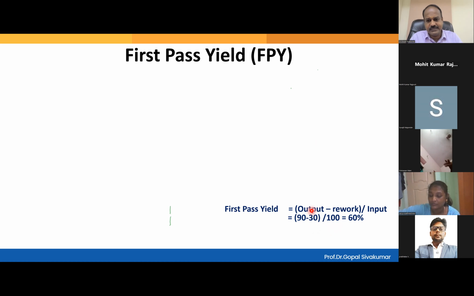If you do this exercise, then you realize your 90 percentage is not equal to 90%. Your 90 percentage is only equal to how much? 60%. Your traditional yield is 90%, but for the same scenario, your first pass yield is 60%. Now you realize the enormous amount of opportunity that exists for improvement. Am I correct? Earlier, you thought you were already above 90%. But the reality is how much? Only 60%, because we subtracted all the rework. Hope it is clear to everyone.